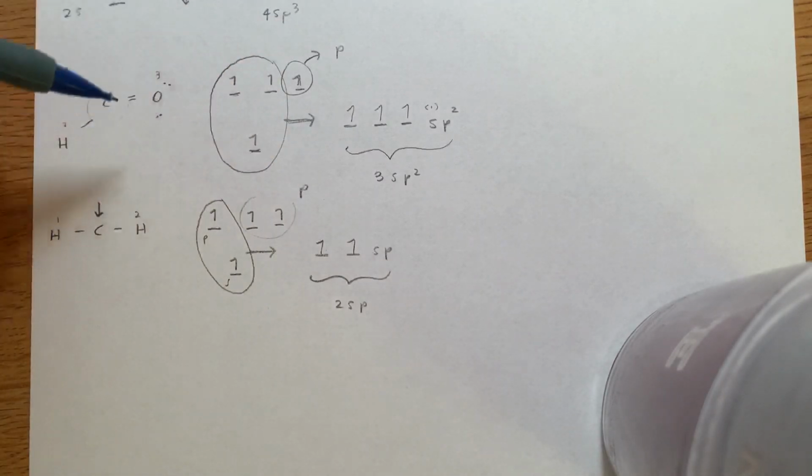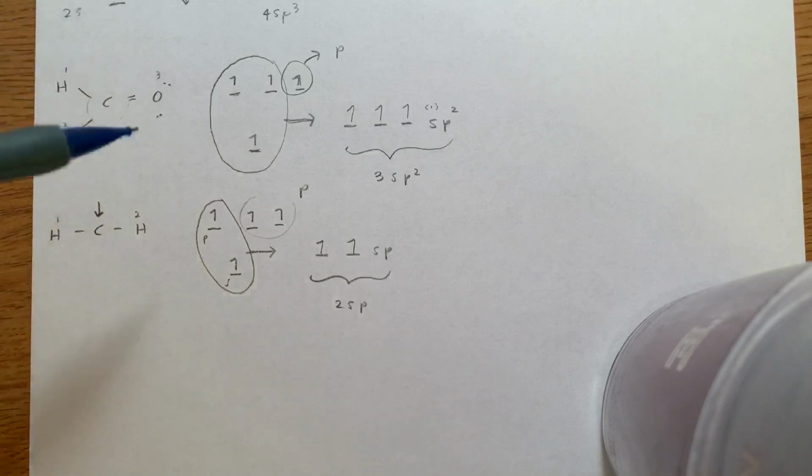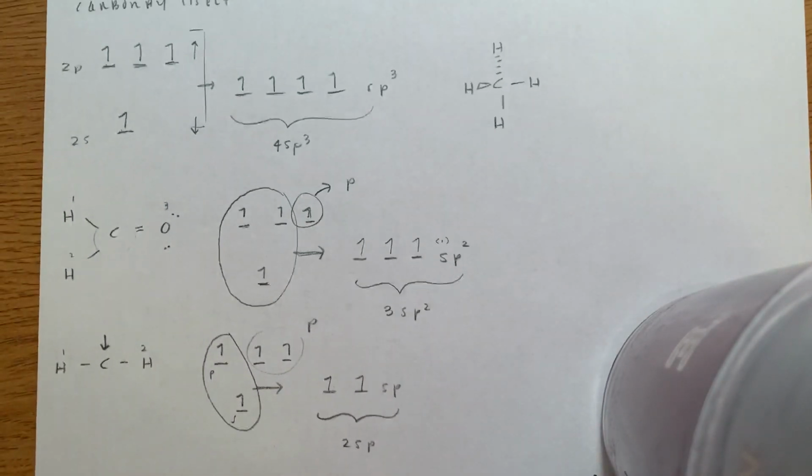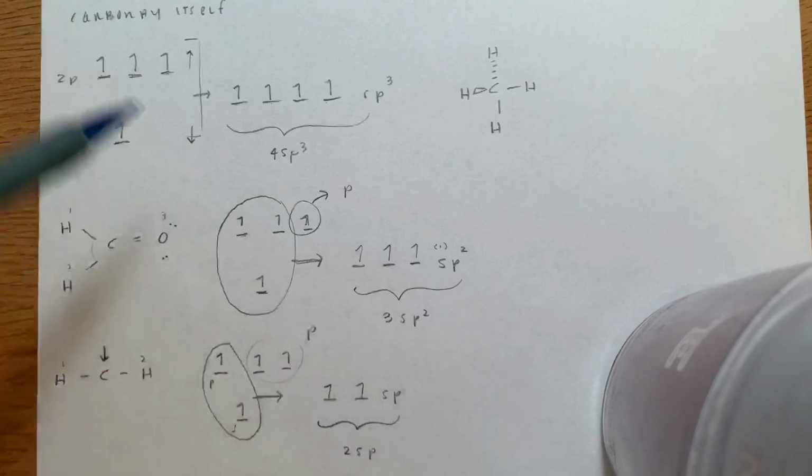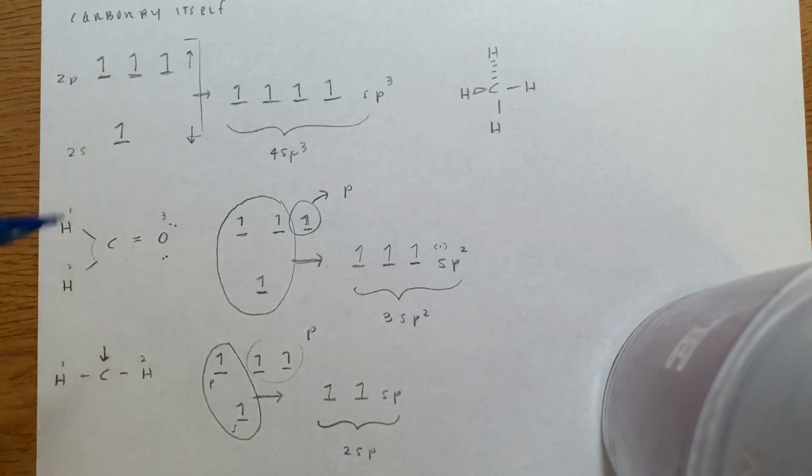Okay, so I'm going to stop the video because it's getting to be about 10 minutes long, and we're just going to do a really quick recap of what all this means, because this is hybridization at its lowest point, and then in the next video I'm going to do some examples.